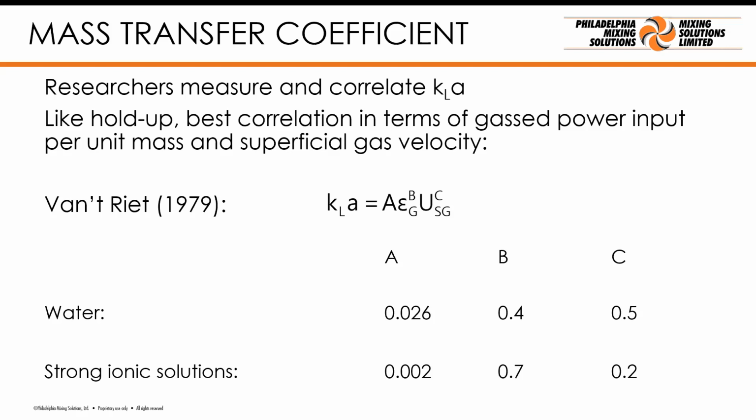And everyone who's done work in this field since that time gets the same kind of results. So again, we're looking at the gas to power input per unit mass, superficial gas velocity. But what Van Riet found was that you get different constants if you have water, which is a coalescing system, or you have a strong ionic solution, which is non-coalescing. The constants change. They are system specific.